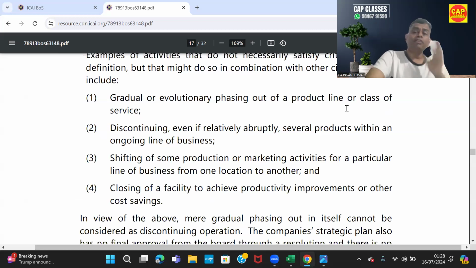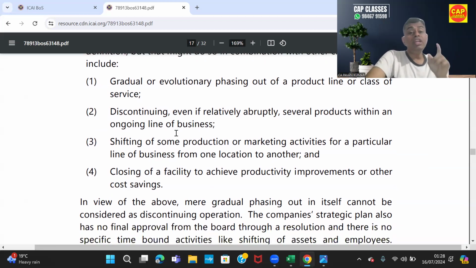For example, you look at Pavan Kumar and Company, just for the sake of example, chartered accountants firm. Now we are into accounting and auditing, or we are into accounting, auditing, taxations, business advisory. Now, one fine day, the managing partner of the company made a decision: we will reduce accounting practice. Because in accounting practice, there is not much money. We'll increase business advisory. We will introduce mergers and acquisitions. We will introduce risk management. That is not a discontinuing operation. So gradual or evolutionary phasing out.